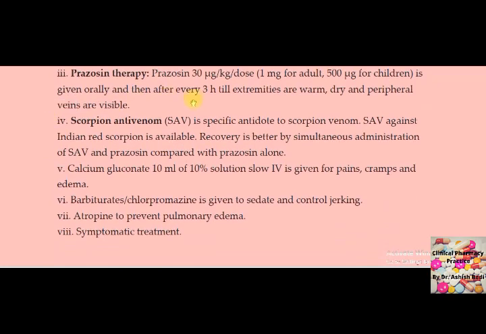Prazosin therapy is very famous in scorpion poisoning. What is the dose for prazosin? Prazosin is 30 microgram per kg per dose, like 1 mg for adults and 500 microgram for children. It is given orally, and then repeated after 3 hours until extremities are warm, dry, and peripheral veins are visible.